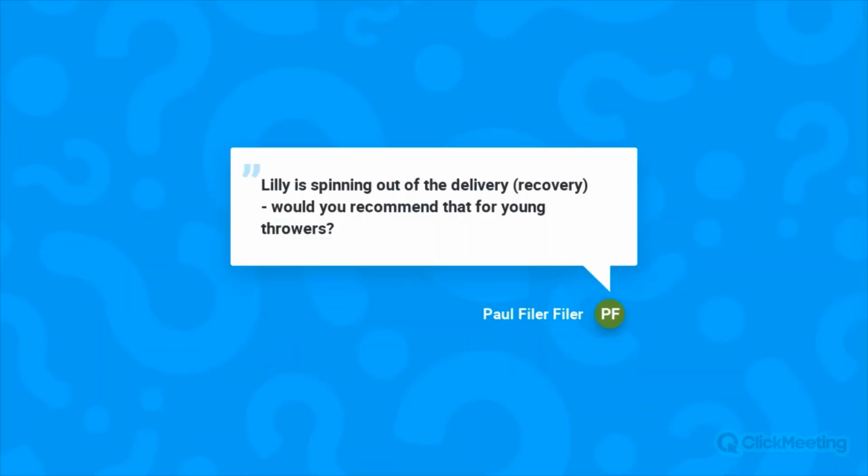Okay, so one in from Paul. Lily is spinning out on the delivery. What do you recommend for young throwers? I think that's a common one that lots of people see. So have you got any recommendations for that?